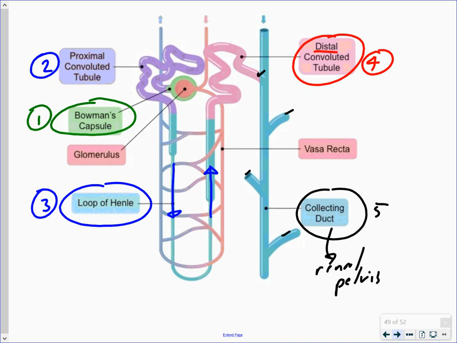So in each one of these different regions, there are different processes that are taking place. Initially at Bowman's capsule, I mentioned that it's a filter, it's a semi-permeable membrane, and what it is filtering is the blood. So the blood capillaries are surrounded by Bowman's capsule. You can think of Bowman's capsule as a cup-shaped structure. It's going to surround a very permeable region of capillaries, and these very permeable capillaries are referred to as the glomerulus when we're talking singular, or glomeruli if we're talking about more than one.